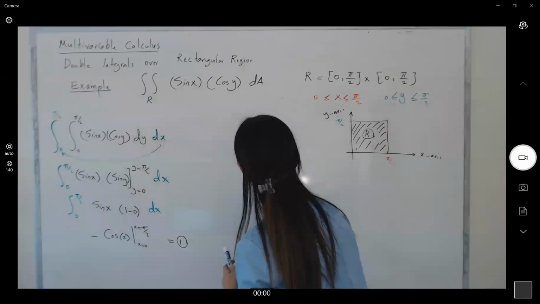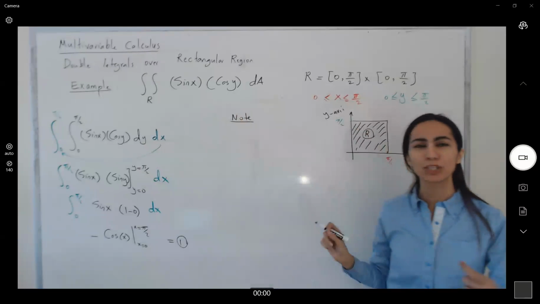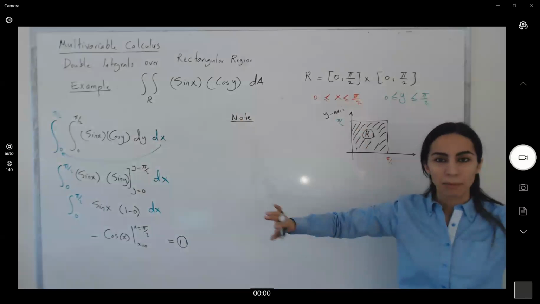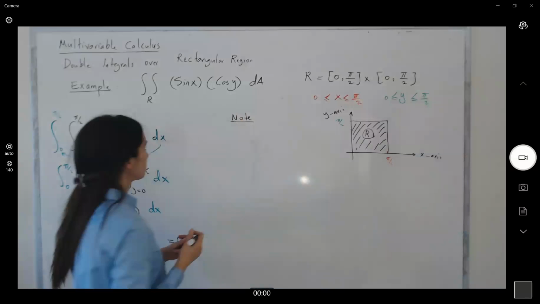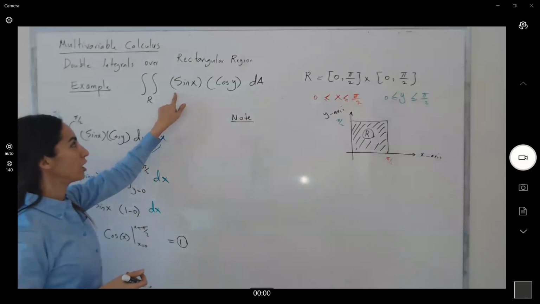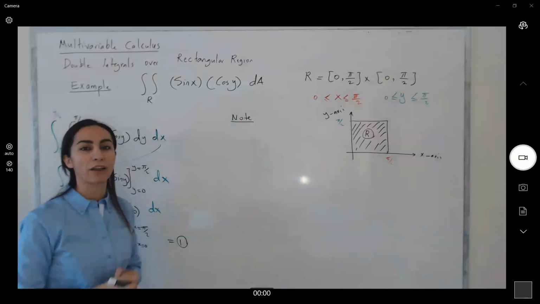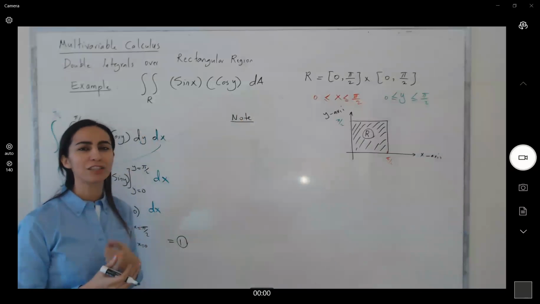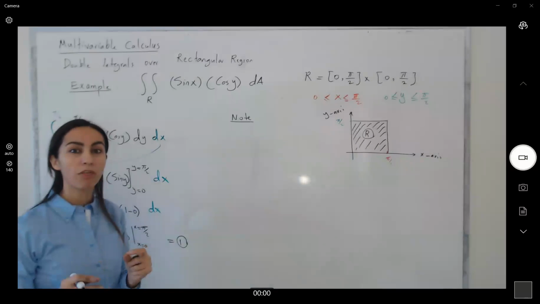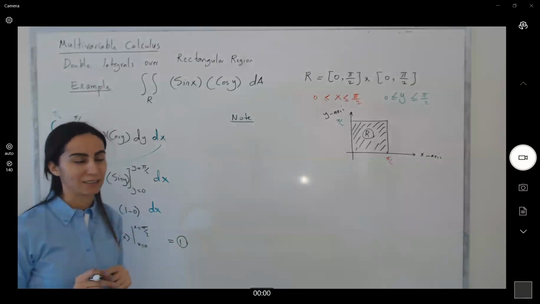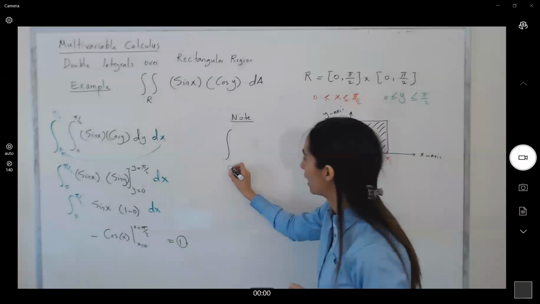One important note here is that we can calculate these two integrals separately and multiply the outcomes. Why is that? First of all, as I mentioned, sine x, cosine y are two different functions. There is no connection between x and y. We don't have addition, we don't have subtraction connecting x and y, and both of the boundaries are constants. So you can write it as the integral with respect to x.